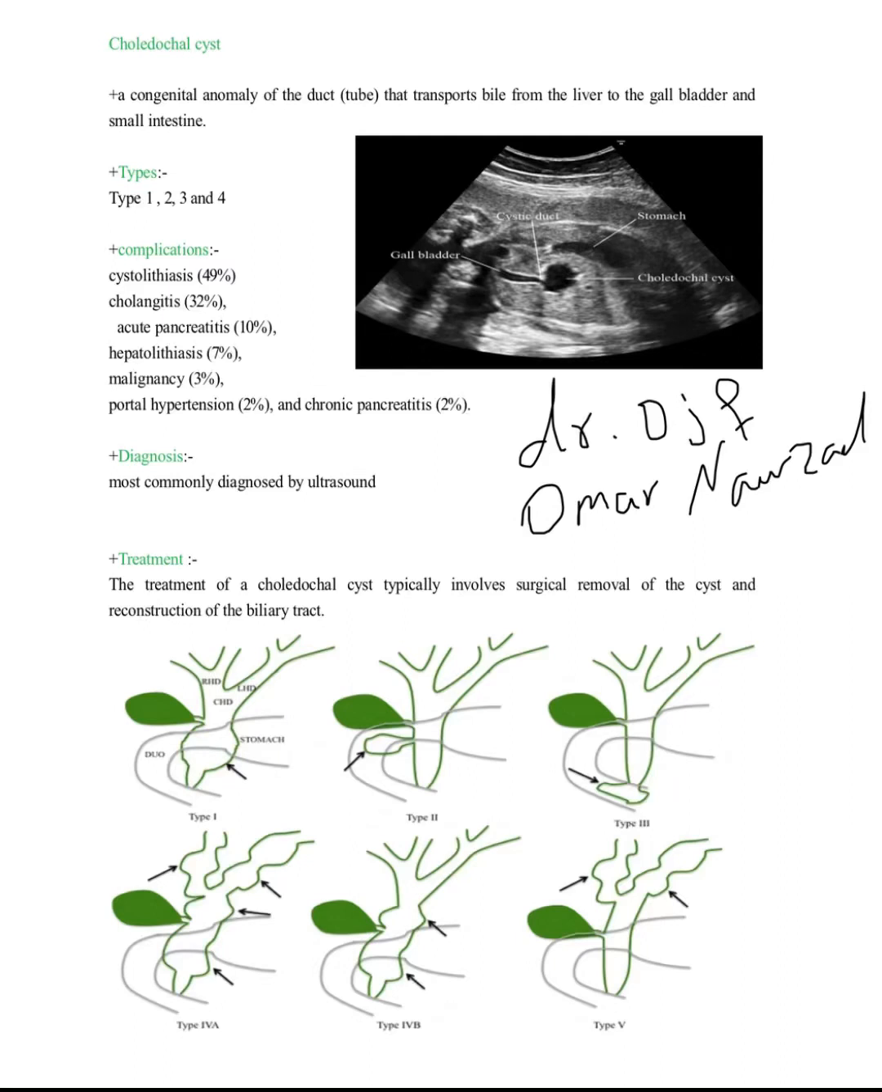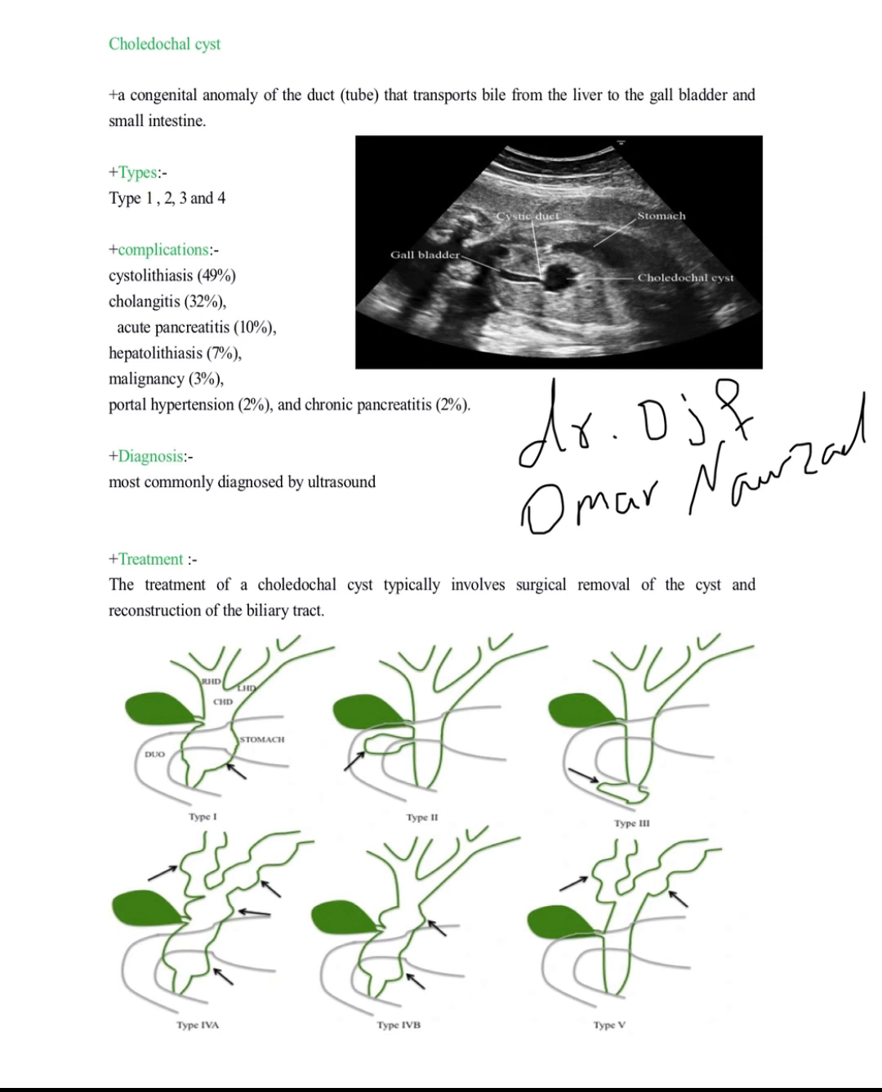Today we're going to talk about the choledochal cyst. Choledochal cyst is a congenital abnormality characterized by the dilation of the bile duct. It's a rare condition that occurs in approximately 1 in 100,000 people. The cyst is formed due to a malformation of the bile duct during fetal development.